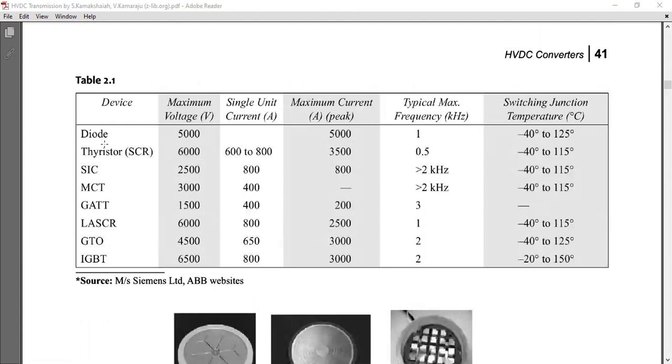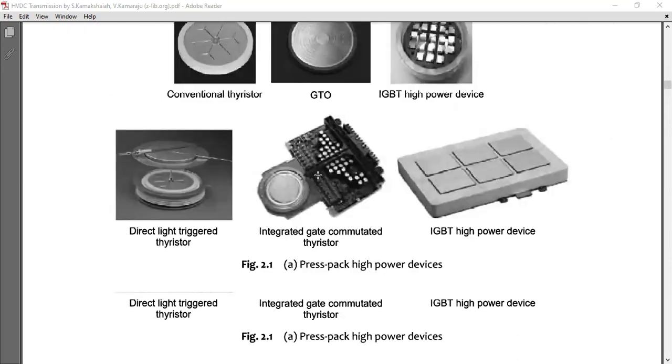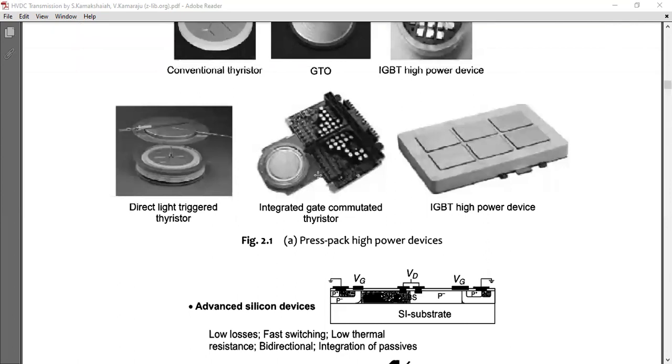This is the device configuration with the maximum voltage and the maximum peak current it is capable of carrying, and the junction temperatures. These are the various factors for the SCR, SIC, MCT, GAT, LASCR, GTOs, and IGBTs. So these are the different peak values and configurations. Before going to the converters, we will first see what equipment is useful in the converters.